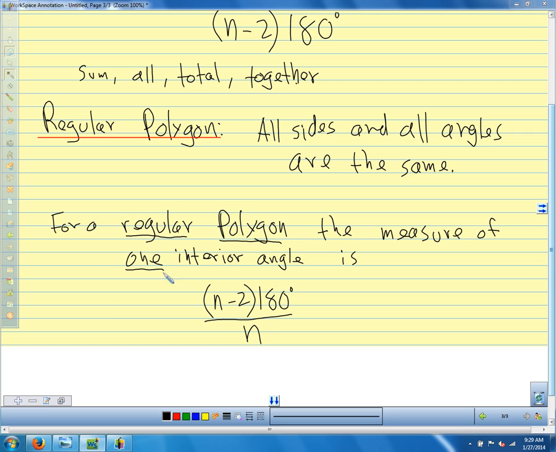The key words that you'll see if you're talking about one angle, it will say one, it will say each. One and each, what would be another word you might hear? That's pretty much one and each. So those words that tell you that you're talking about one angle, that's when you would use this formula, n minus 2 times 180 divided by n. The top part gives you all of them added together, and then we divide by however many of them we have to figure out what one is.